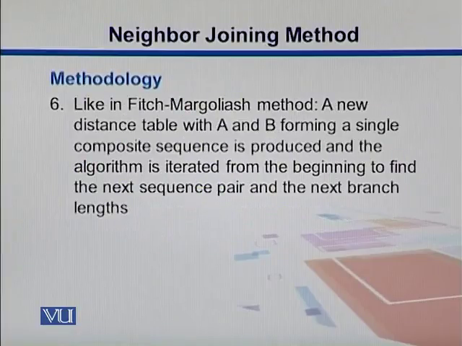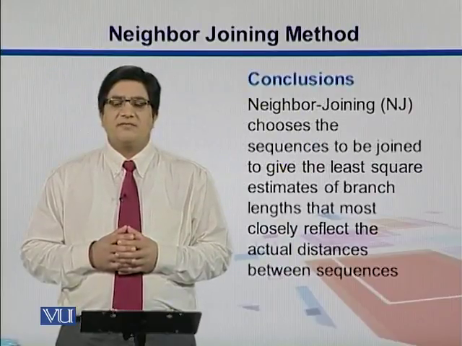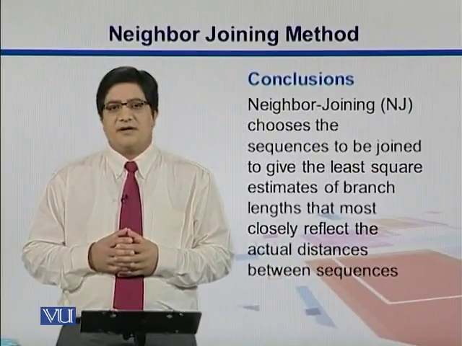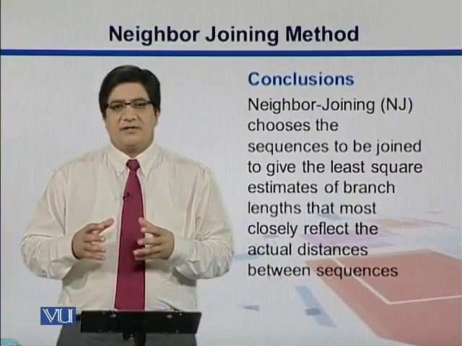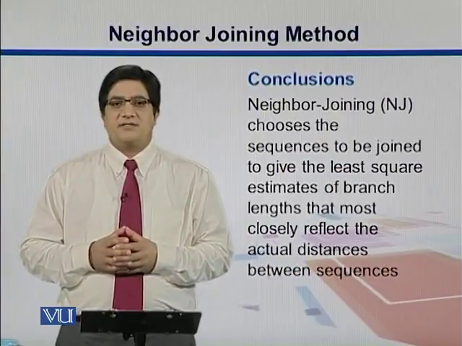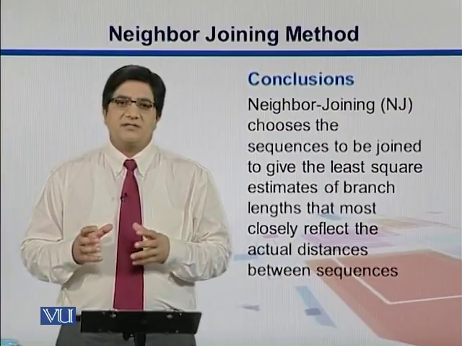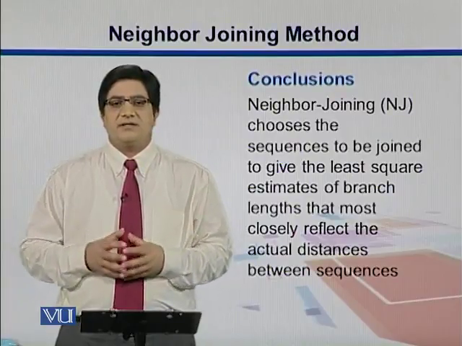So we take A and B and combine them to make a composite sequence, and then we iterate until we find the next pair, and we keep on adding. So it's kind of like the Fitch-Margoliash method. We go iteratively until we come up with the overall tree. So the neighbor joining method is like the Fitch-Margoliash method, where we take those sequences and join the neighbors with one another in clusters, and then in the end we take those clusters and put them together in the shape of a tree.